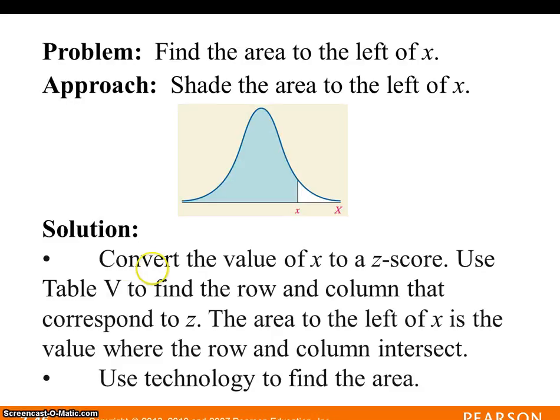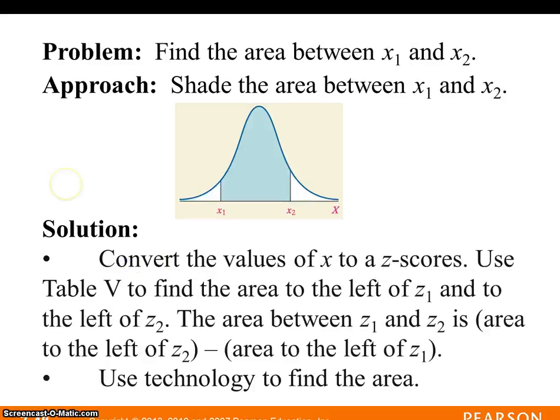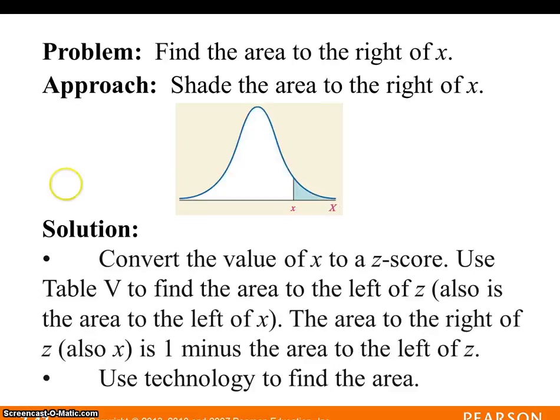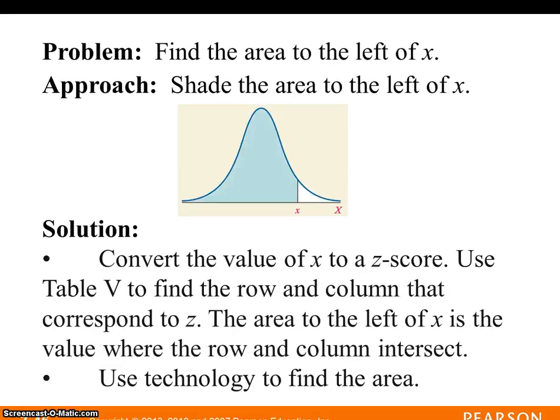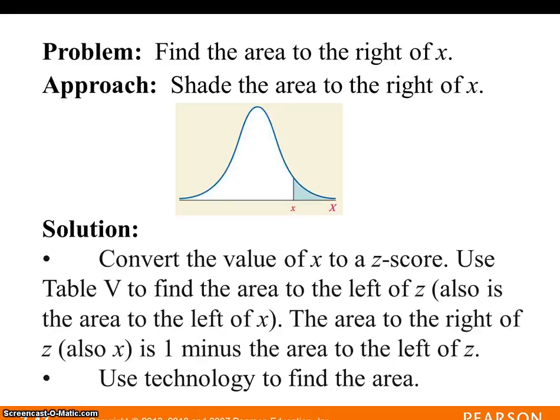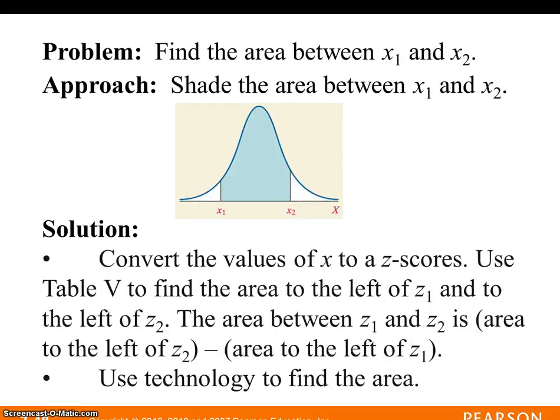So generally, if you want to find the area to the left of x, sorry, let me back up a little bit. If you want to find the area to the left, you just look up the value in the table. If you want to find the area to the right, you have to take 1 minus the area. And if you want to find the area between two x values, you subtract the area to the left of z1 from the area to the left of z2, as we saw in the example.